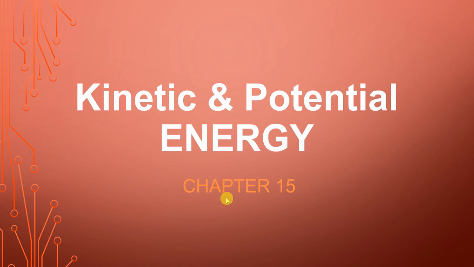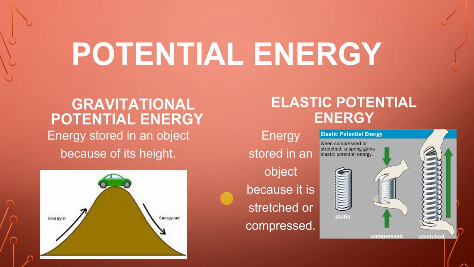So this is our second part of our kinetic energy and potential energy notes. This section focuses on how to calculate potential energy. Remember that potential energy has two types. Gravitational potential energy is the energy stored in an object because of its height or its position. So this car has potential energy because it's at the top of a hill.